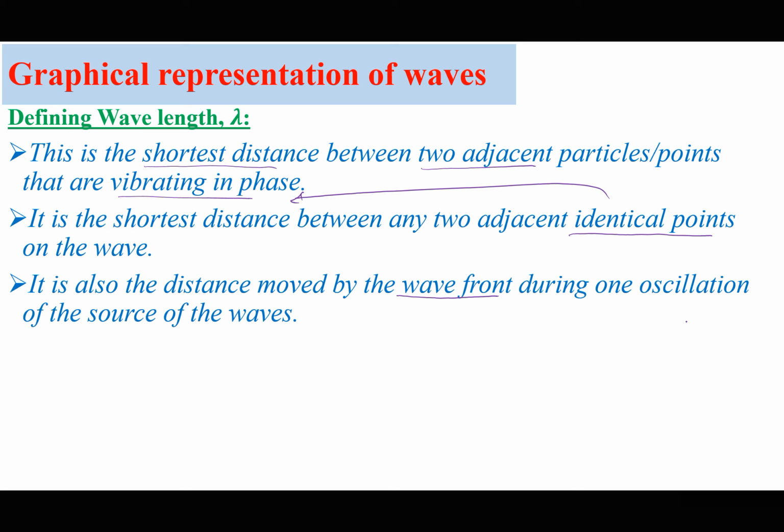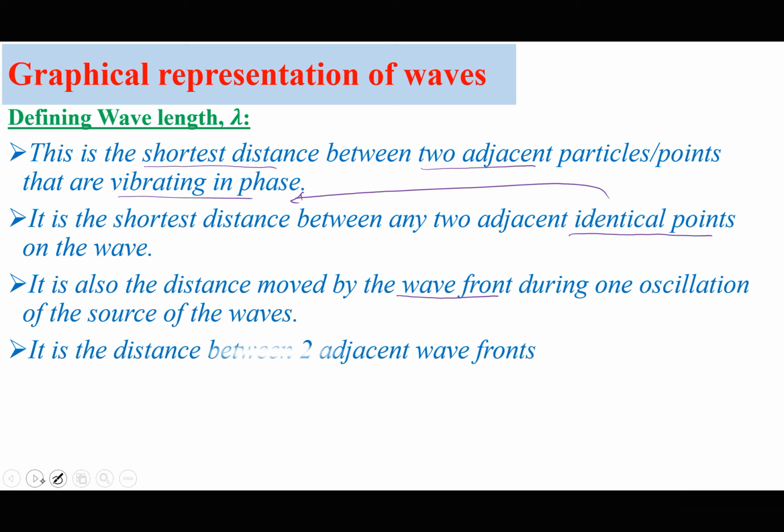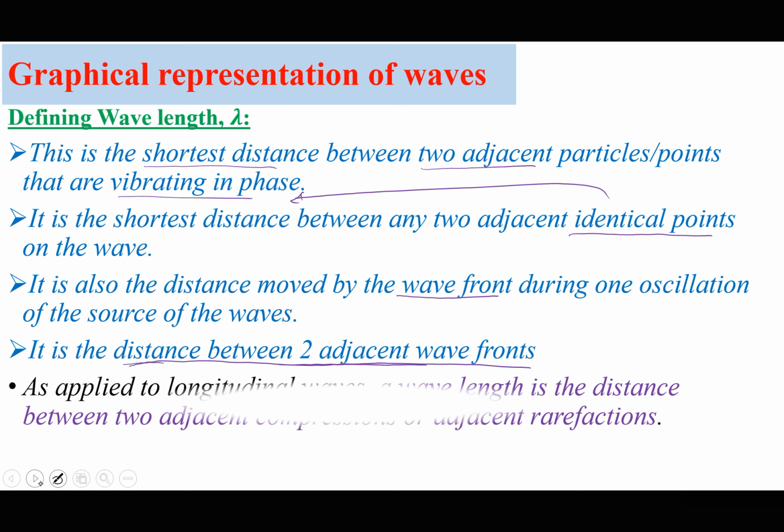The easiest definition for wavelength that my students always write is the distance between two adjacent wavefronts. We are going to see what we mean by wavefront later on, but the distance between two adjacent wavefronts is going to be called the wavelength. Of course, we have also defined it as the distance between adjacent crests, the distance between adjacent troughs, the distance between successive crests, the distance between successive troughs, the distance between adjacent compressions, the distance between adjacent rarefactions, and so on and so forth. So all that is defining a wavelength.